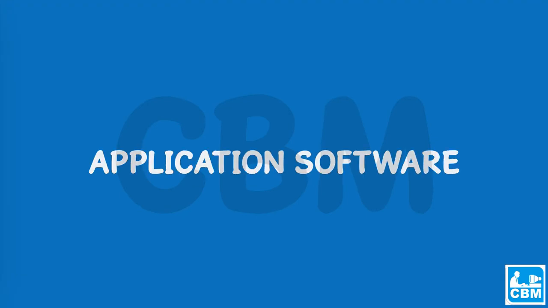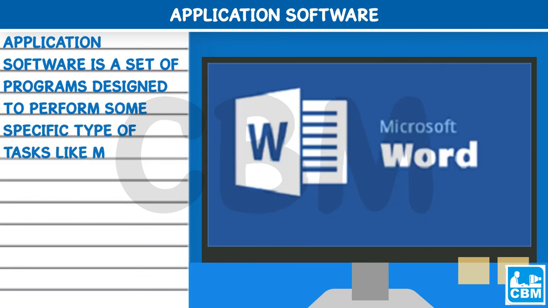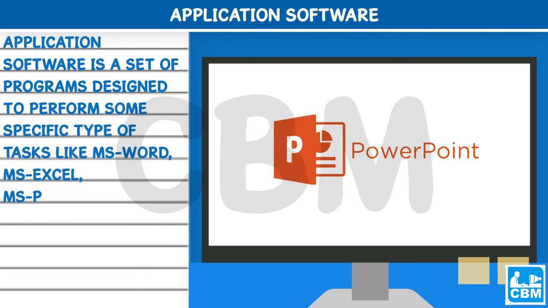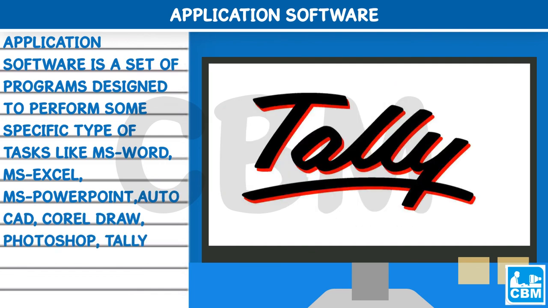Application software. Application software is a set of programs designed to perform some specific type of tasks like MS Word, MS Excel, MS PowerPoint, AutoCAD, CorelDRAW, Photoshop, Tally, etc.